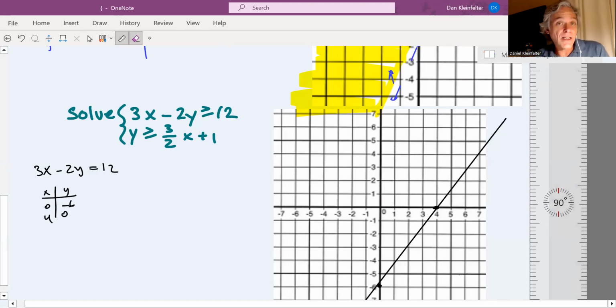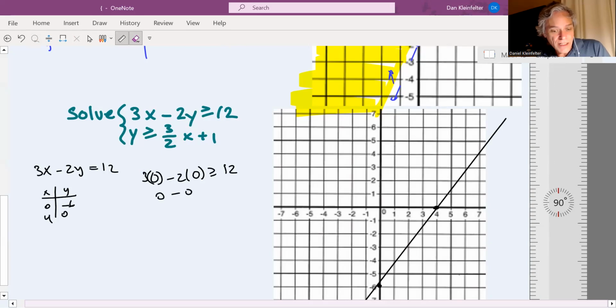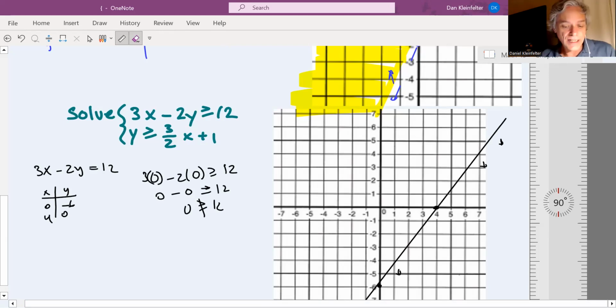And then check the origin. 3 times 0 minus 2 times 0 is greater than or equal to 12. So 0 minus 0 greater than or equal to 12. 0 is not greater than or equal to 12. The origin fails, so we're going to want to shade below this first slanted line.